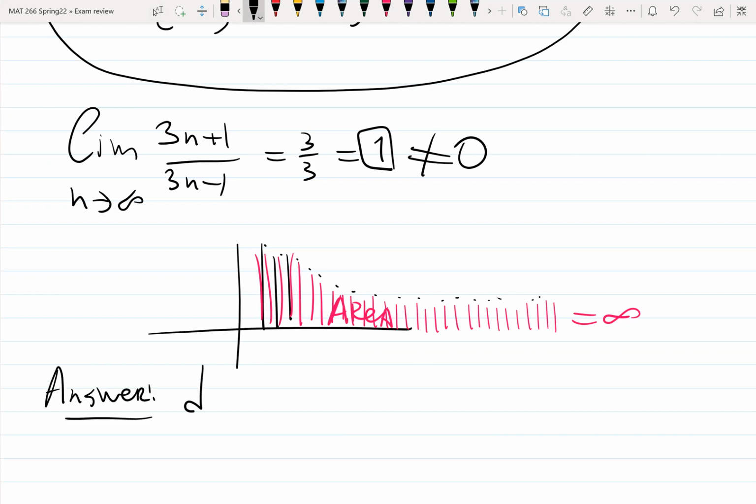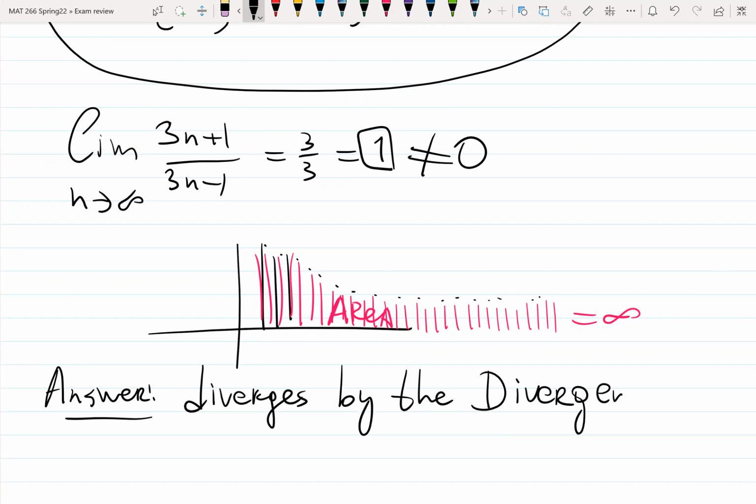Answer diverges by the divergence tests. We're going to have more tests soon. Divergence test. And now check out other examples. I have all the examples in my review side by side, so you can check these out, including geometric series and sequences. You need to know these too.